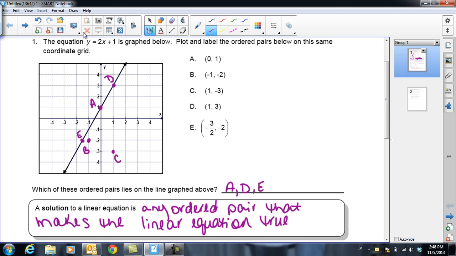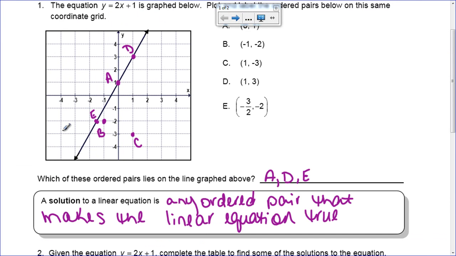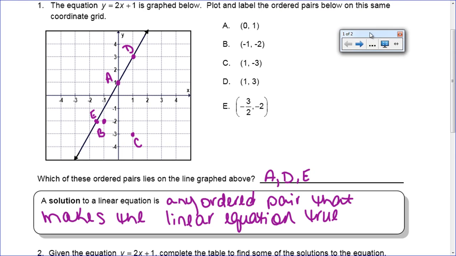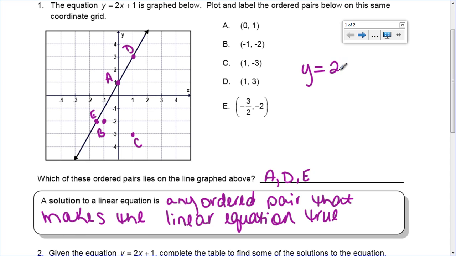So if I happen to know what my equation was for that graph, oh, I do know the equation. If I were to plug points A, D, and E into this equation, it would make them true because they lie on the line. For example, point A is 0, 1. So if I took my equation, y equals 2x plus 1, and plugged in my x and my y value, y is 1, and x is 0, and 2 times 0 is 0, plus 1 is 1, so I get that 1 equals 1. So it makes the equation true, which is why the point lies on the line. So a solution is just an ordered pair that makes the equation true.